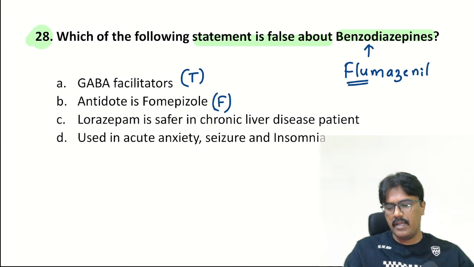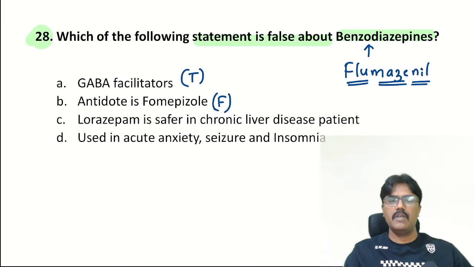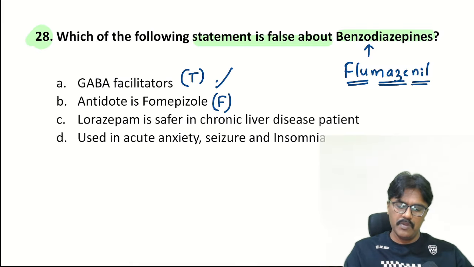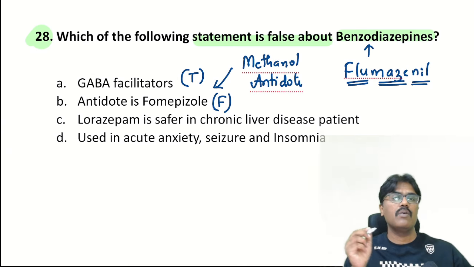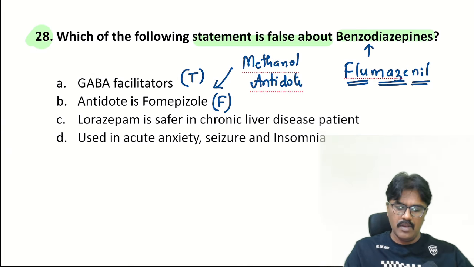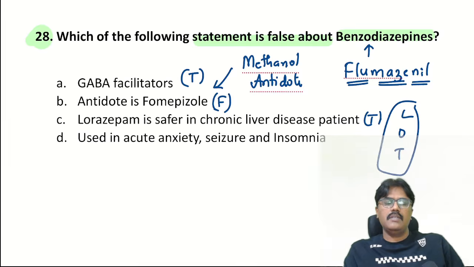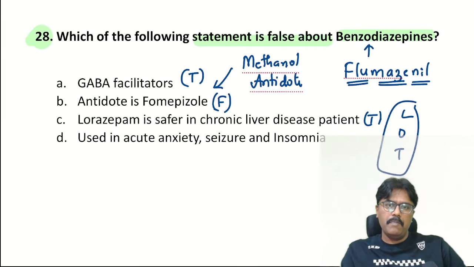If it starts with flu, then mazenil, that is for benzodiazepine. Fomepizole is an antidote for methanol poisoning. It inhibits alcohol dehydrogenase. Lorazepam is safe in liver disease patients, true. Remember the mnemonic LOT. Benzodiazepines safe in liver disease are LOT: L for lorazepam, O for oxazepam, T for temazepam.